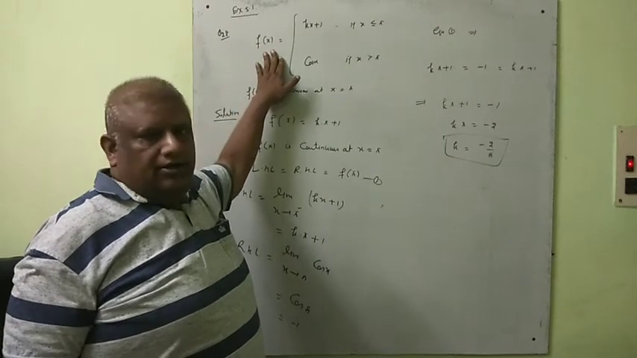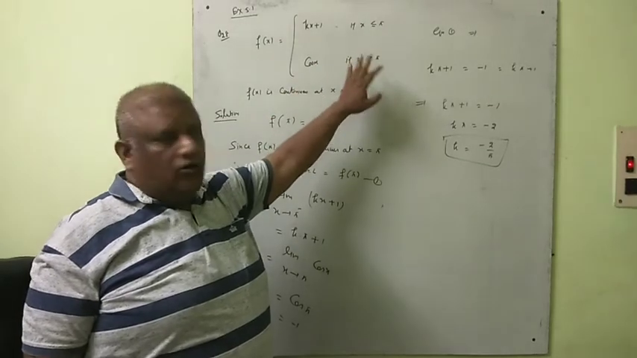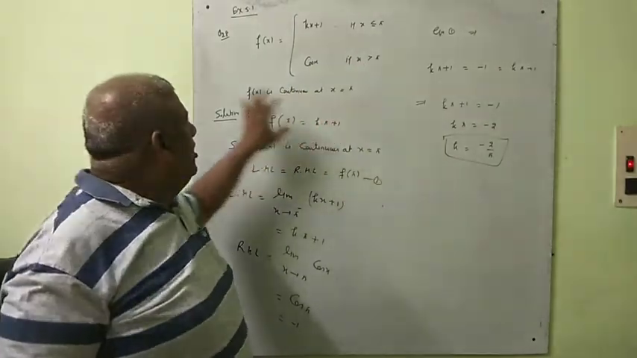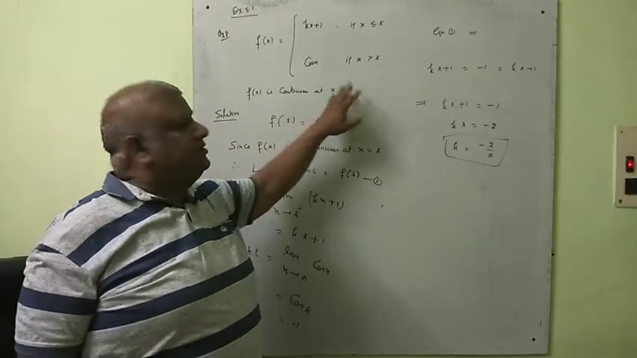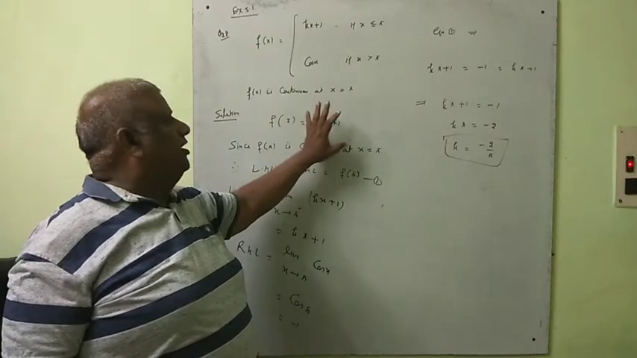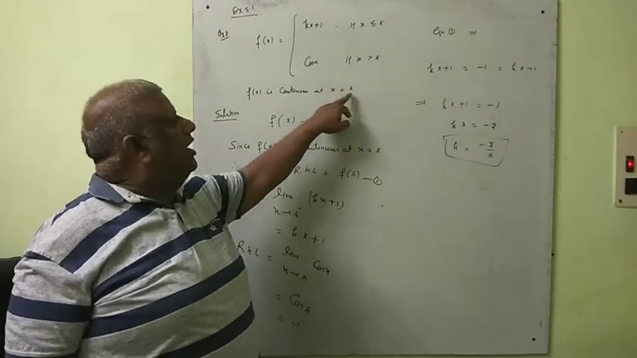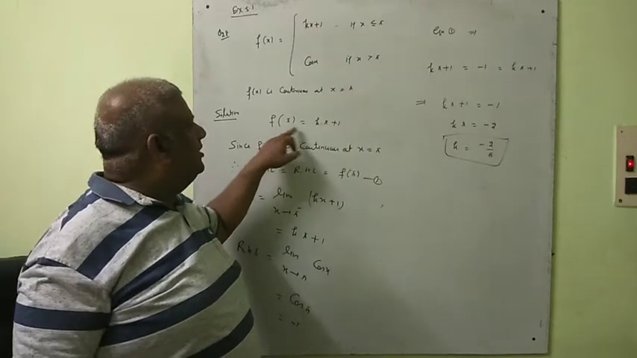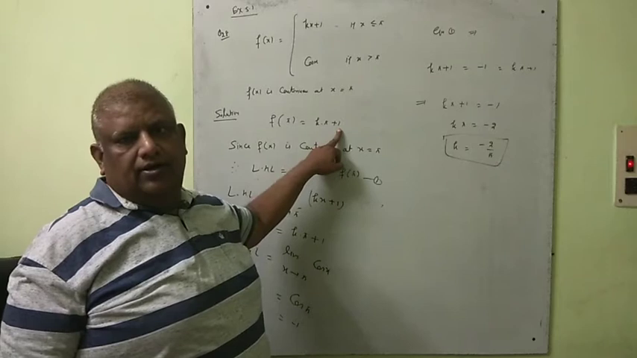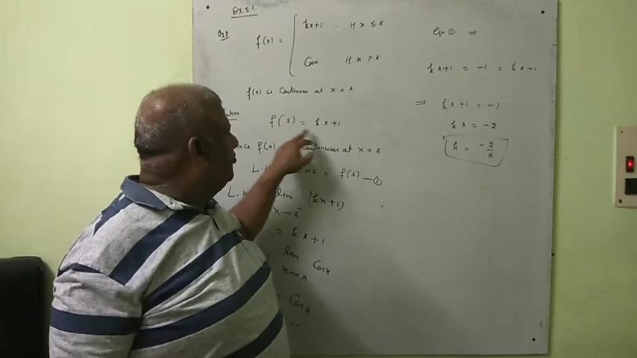We have function f(x). It is defined as kx plus 1 if x is less than or equal to pi, cos x if x is greater than pi. We are given f(x) is continuous at x equal to pi. The first condition of continuity: value of the function at x equal to pi, f(pi), because equal to is here, is k into pi plus 1.